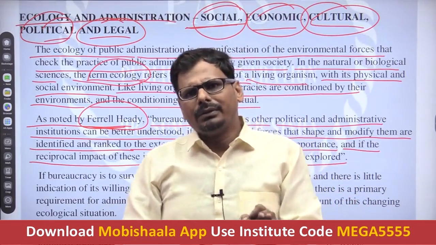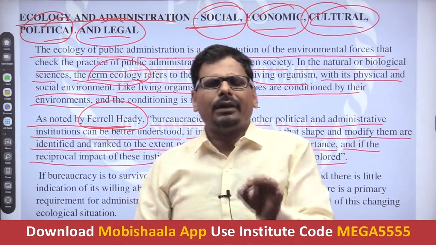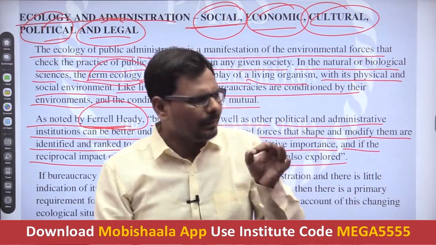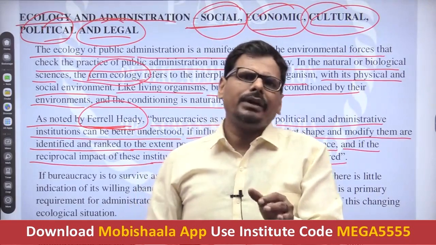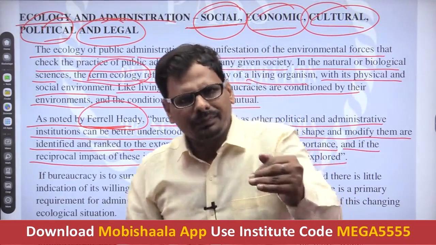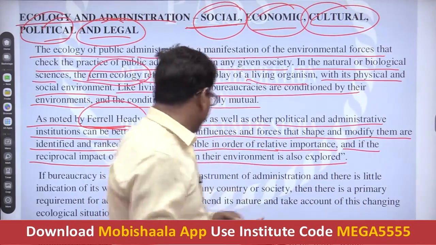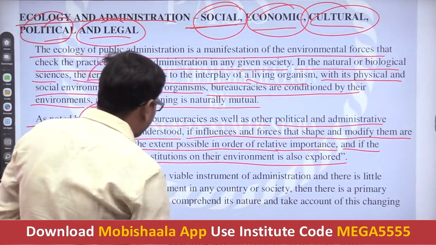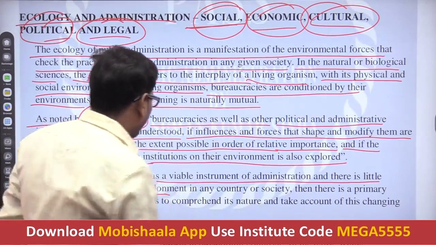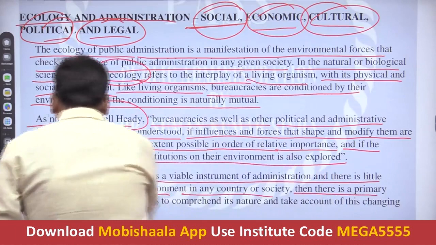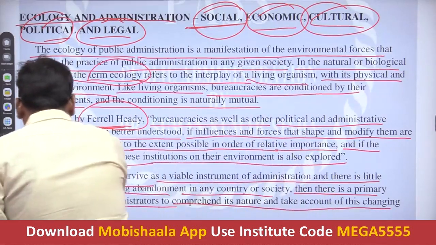It is because the society is going to change, the culture is going to change, and mainly the ecology is going to change. So each and every administrative organ or administrative system is studied scientifically when we interrelate the administrative system with its environment. If bureaucracy is to survive as a viable instrument of administration, and there is little indication of its willing abandonment in any country or society, then there is a primary requirement for administrators to comprehend its nature and take account of this changing ecological situation.